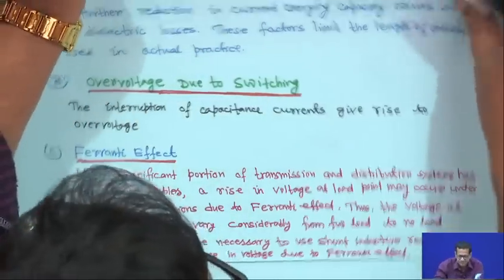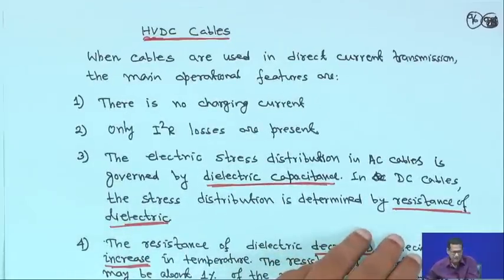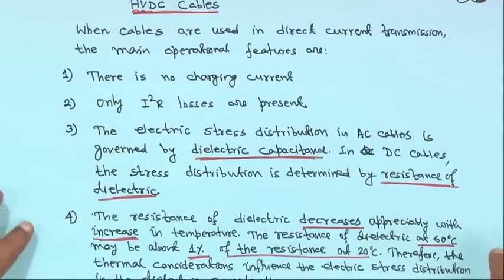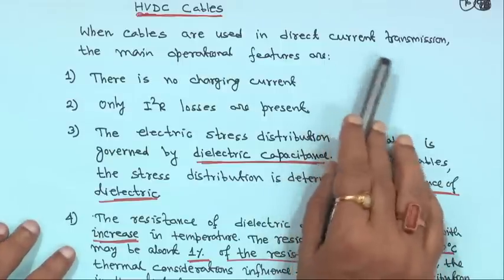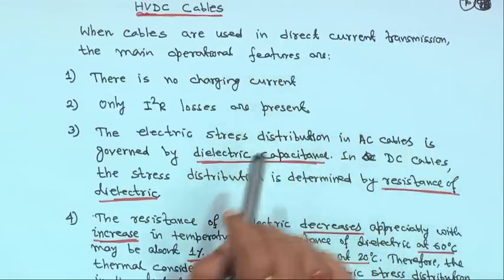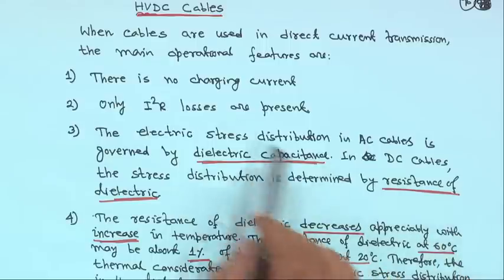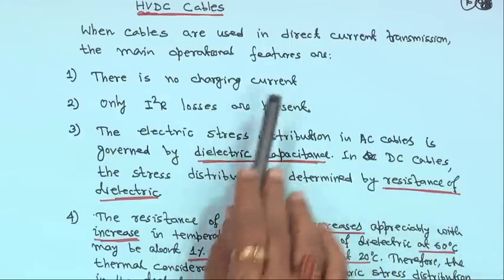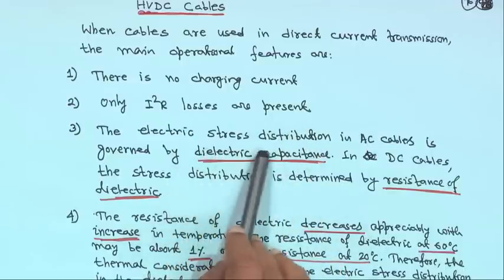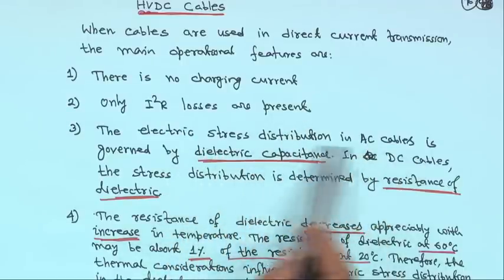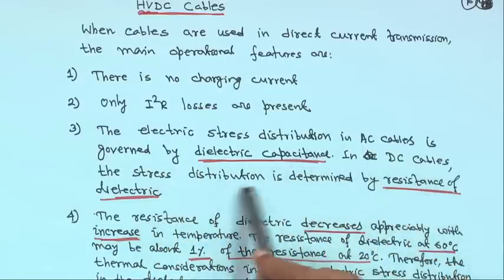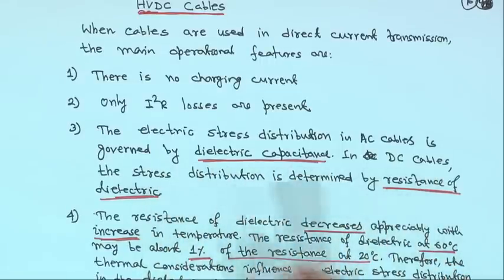Next is a brief outline regarding HVDC cables, right. When cables are used in direct current transmission, the main operational features are, for an HVDC cable, there is no charging current because this is DC, only I square R losses are present. The electric stress distribution in AC cables is governed by dielectric capacitance. In DC cables, the stress distribution is determined by the resistance of the dielectric, right.